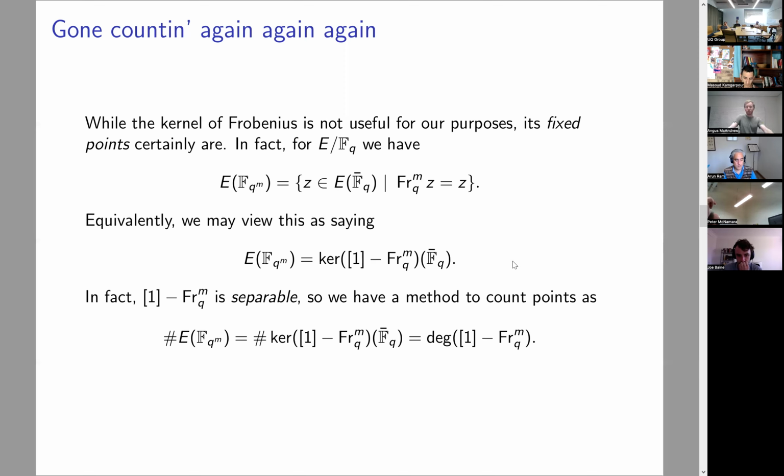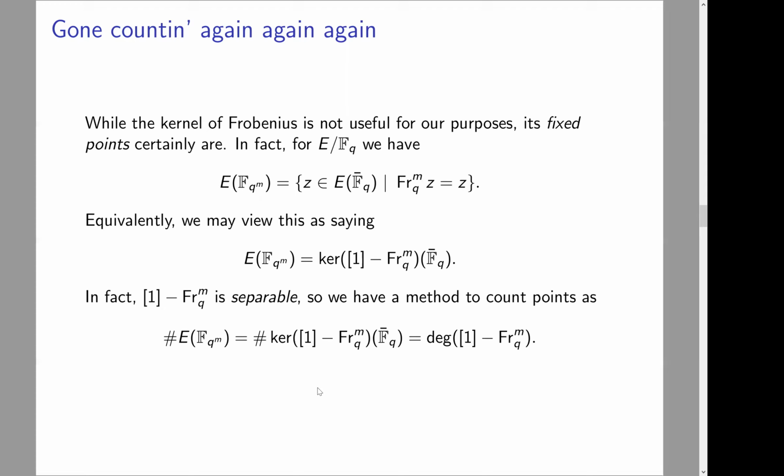And now we can count points. If I want to calculate the number of F_{q^m} points, I've now identified that as the size of the F_q-bar point set of this kernel, which is precisely the degree of this map. So that's another reason why you might not think this degree should be easy or obvious. The degree might be complicated because it's at least as complicated as the point counts of the elliptic curve.